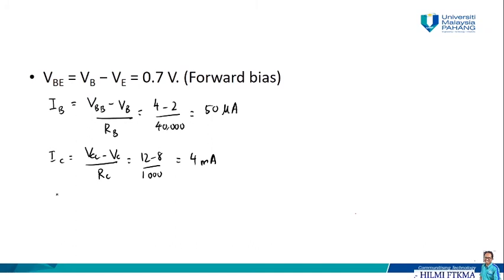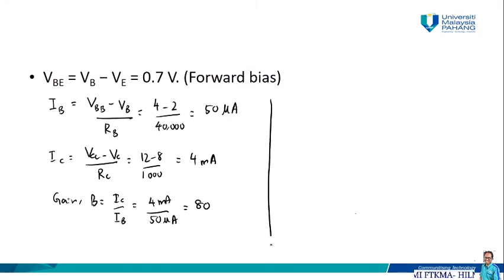So we can find the gain beta is equal to IC over IB. IC is 4 milliamp and IB is 50 microamp. We should get the gain beta is 80. When we use the equation of beta, it means that this is a common emitter. And then we can find the voltage between the collector and emitter.